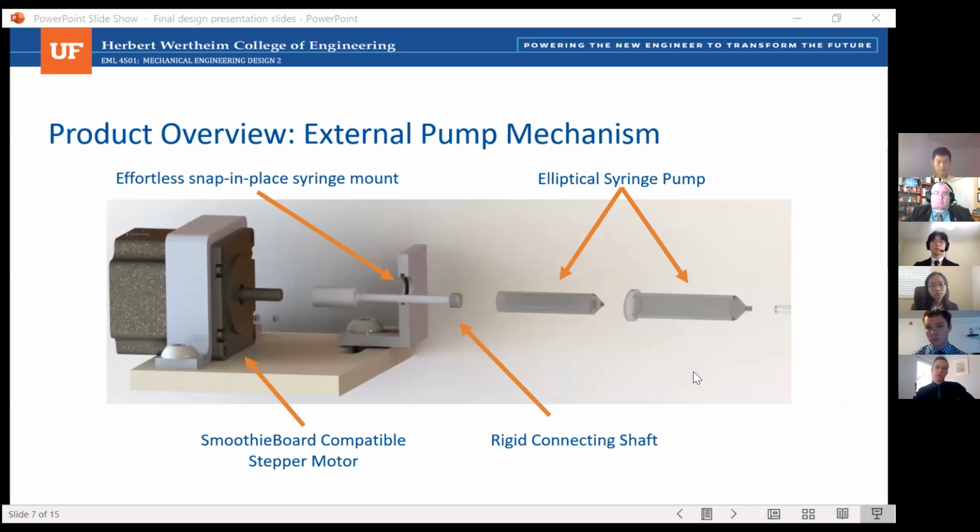The external pump mechanism pumps fluid to the print head by means of a linear actuated syringe pump. The stepper motor drives the shaft threads, which engage with the external threads on the syringe, and this moves the plunger up and down to pull in fluid and push it out.